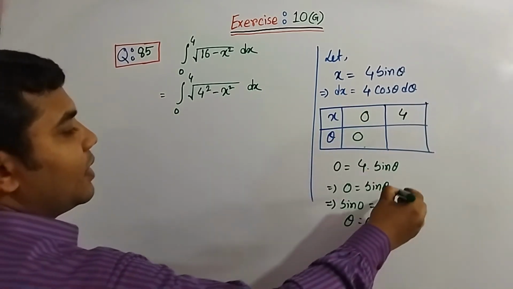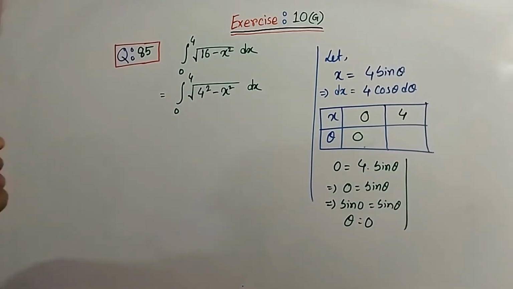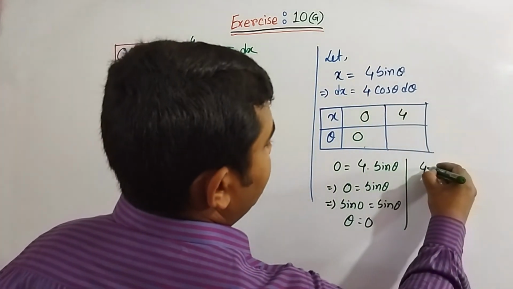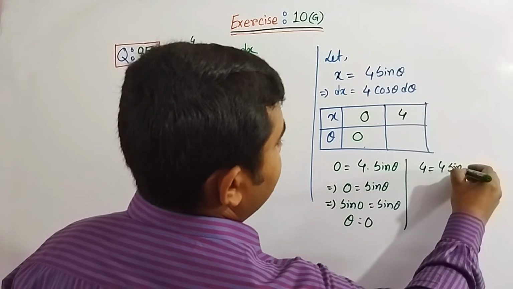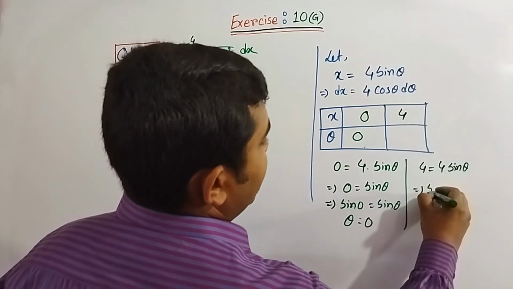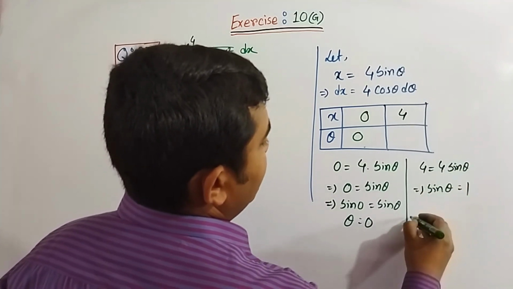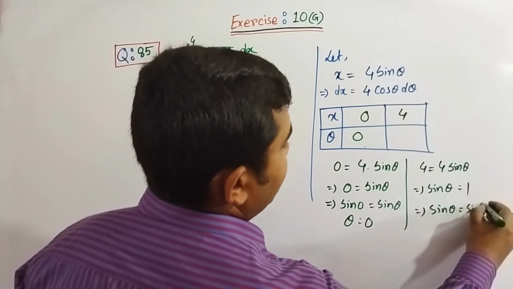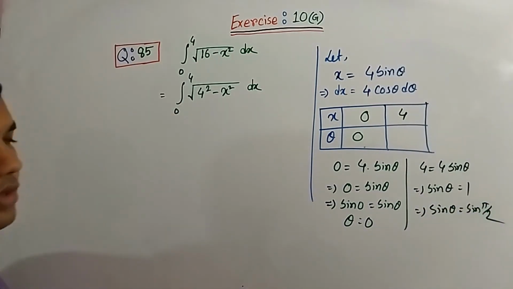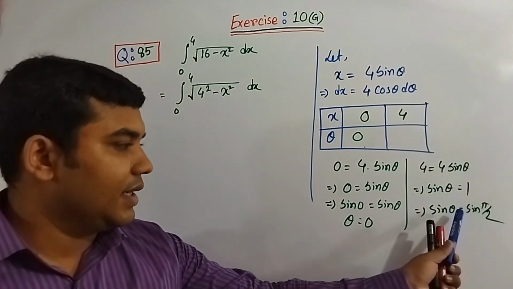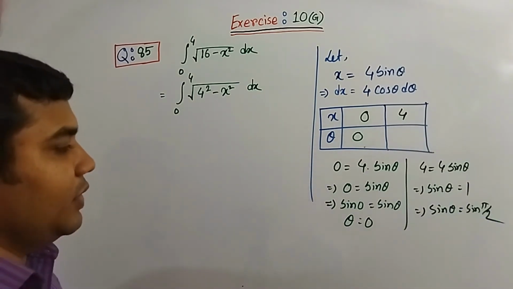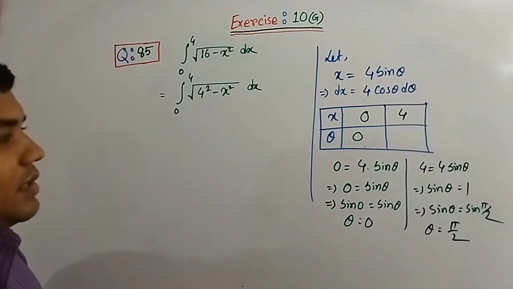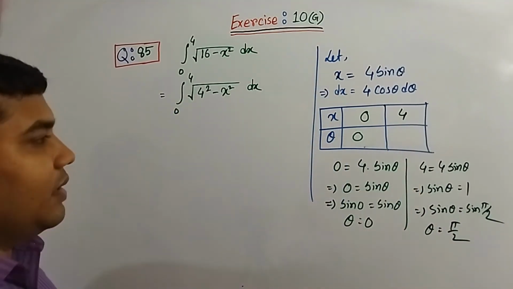Okay, again here we have to put the value of x as 4, so 4 equals 4 sin theta, and sin theta equals 1, and we know sin 90 is 1. So what is the value of theta? Exactly, the value of theta should be pi by 2. So theta should be pi over 2. Just put it down here in place of 4.